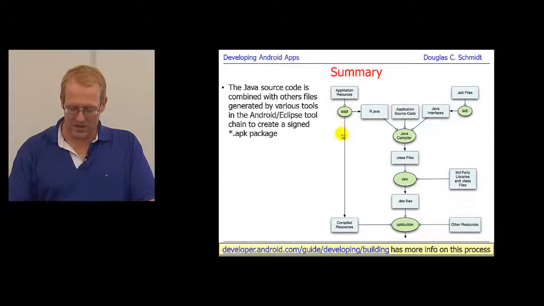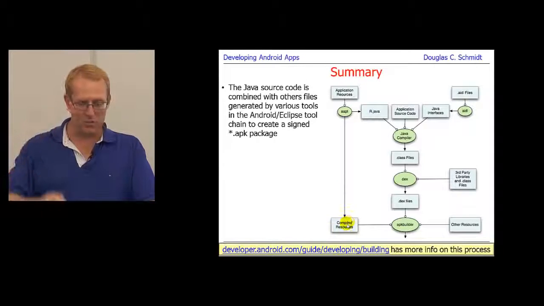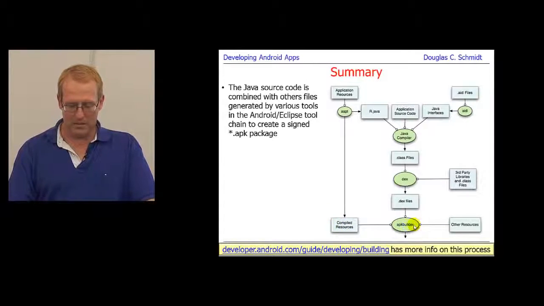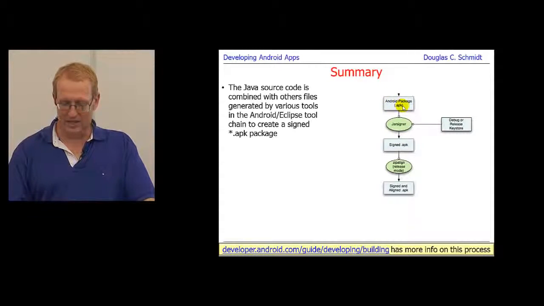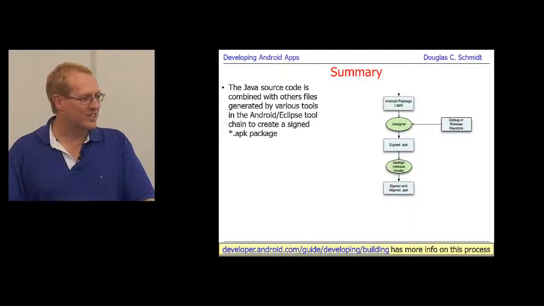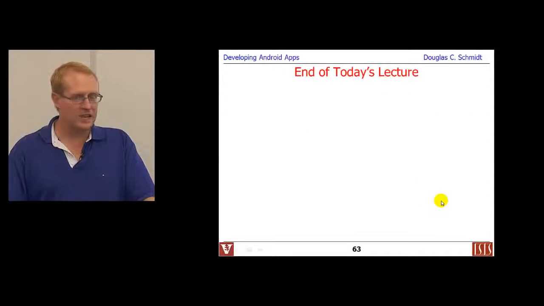And then the DEX files, the executable bytecode DEX files, are combined with the compiled resources files and integrated with this thing called the APK builder. And that creates an Android package. And then that goes to something called the jar signer, which gives you a signed APK. And then that thing can finally be released. You can install it and so on. And there's a lot of nice description that talks about how all those different steps work at the website.